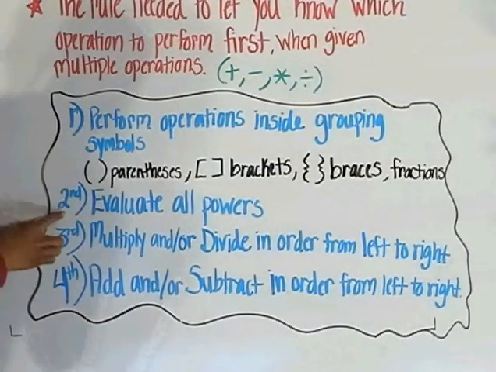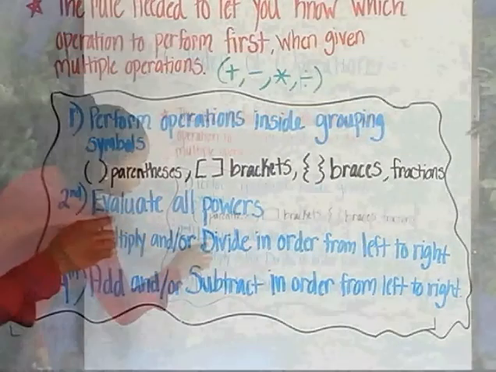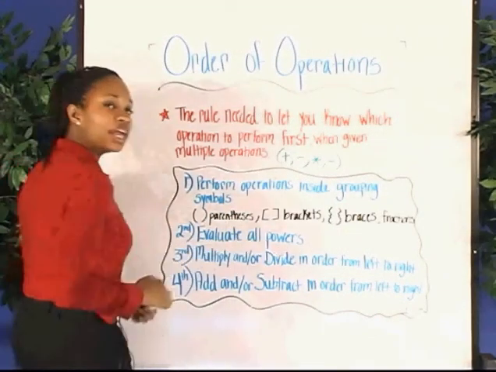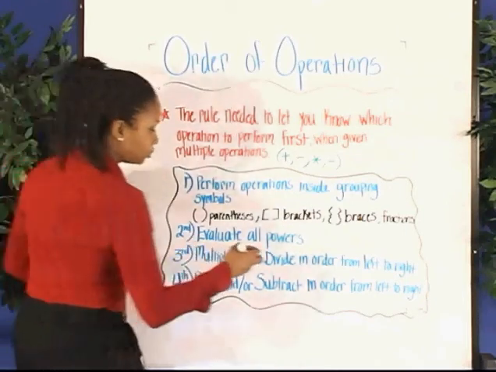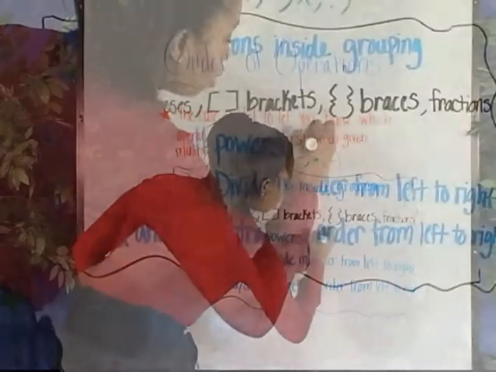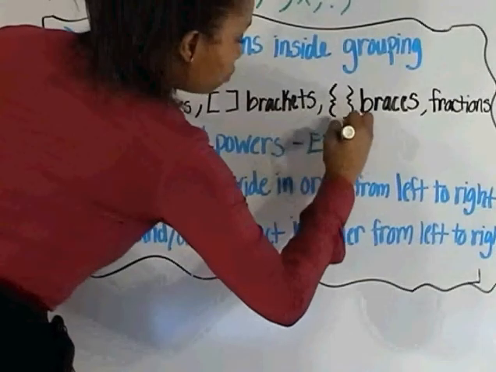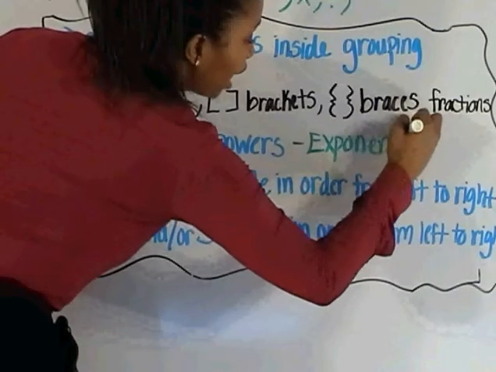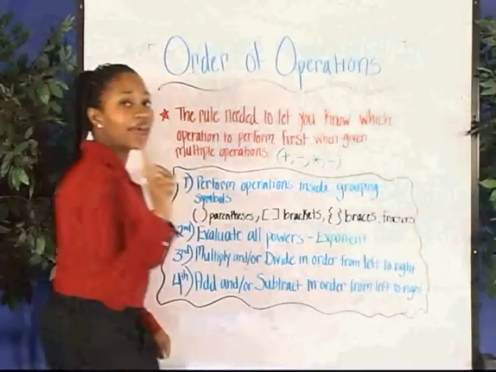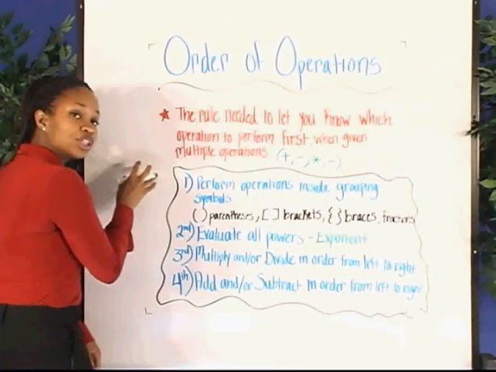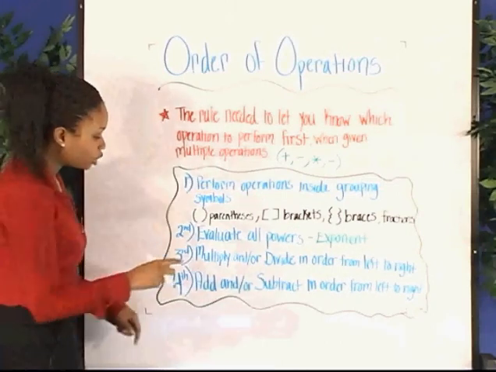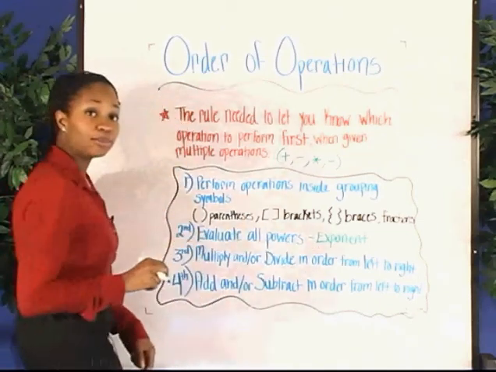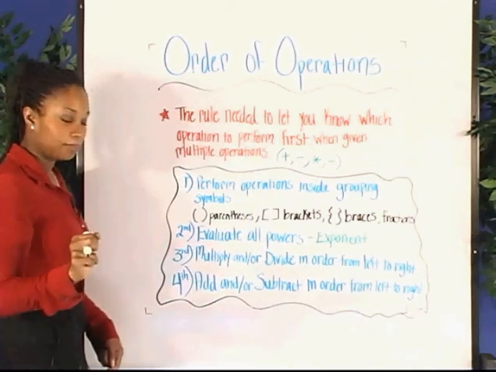The next step, the second step in order of operations, is you want to evaluate all the powers. Remember what a power is? What's the other name for a power? We talked about that earlier. A power is also called an exponent. And remember, the exponent tells you how many times to multiply that base to itself. So you want to start off with the grouping symbols. Once you take care of your grouping symbols, then you want to go and evaluate. You want to find the answers to all your numbers or variables that have exponents on them.